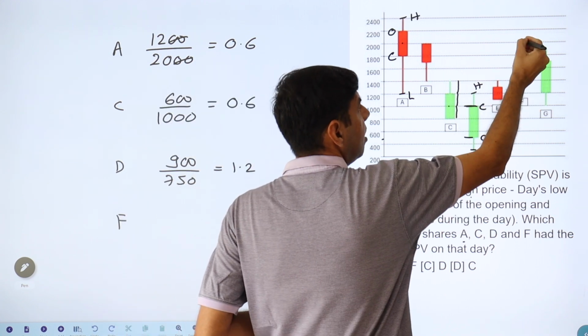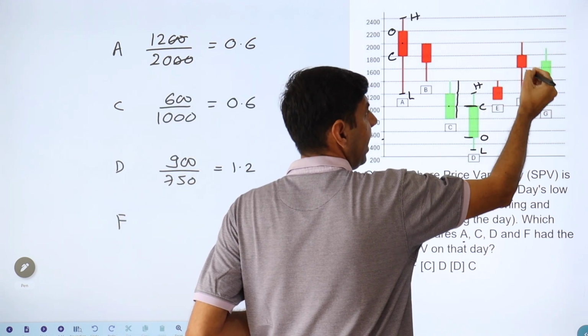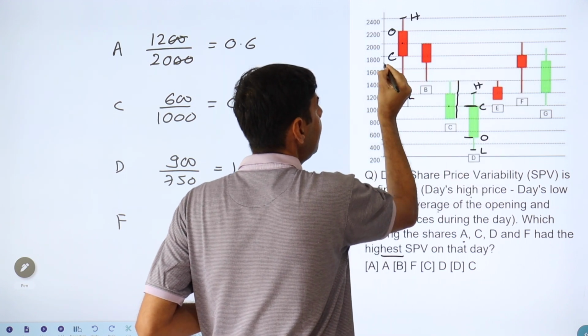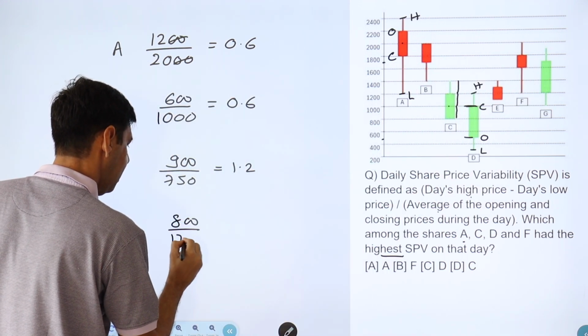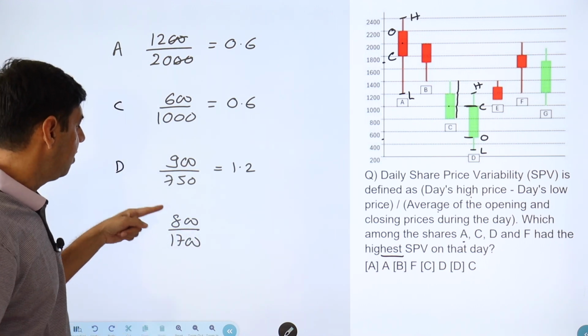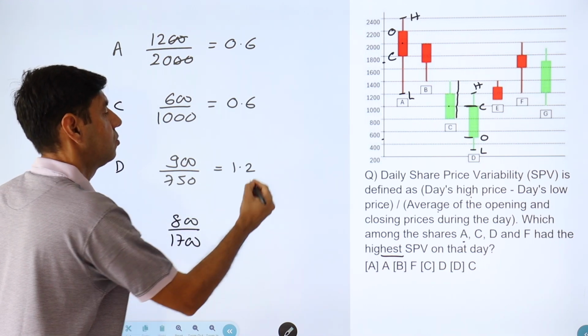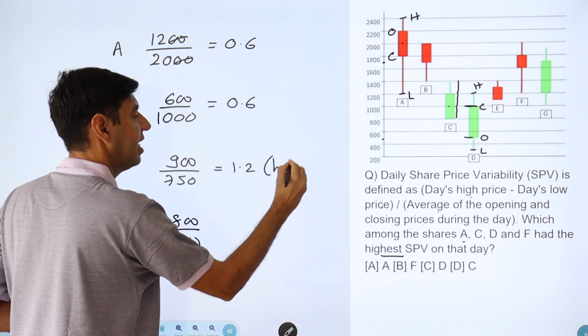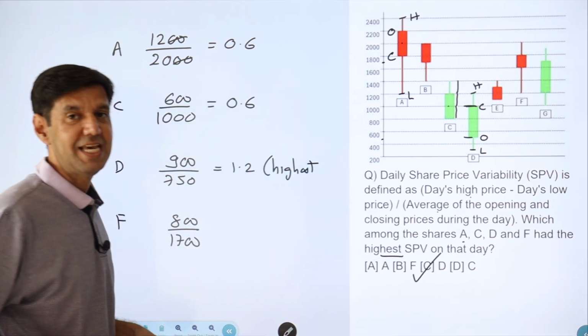So for F, this is 200, 400, 600, 800, so 800 by 1700. Double of 800 is 1600, so this will be less than 0.5. So D is the highest one. So my answer is company D, but the option is C.